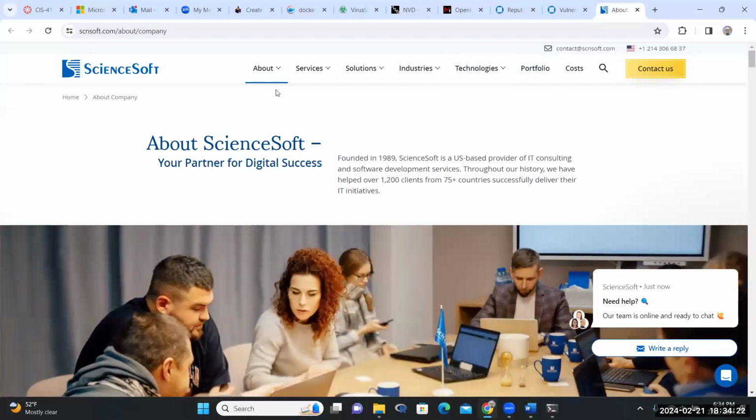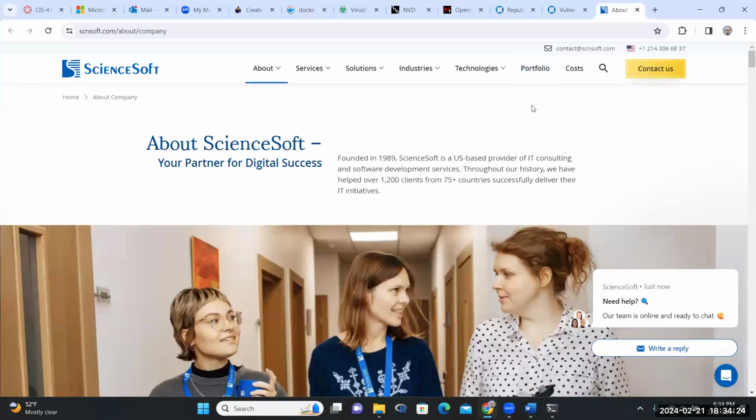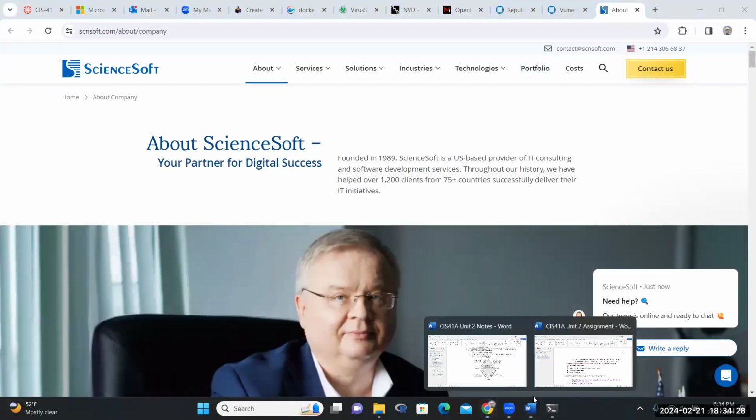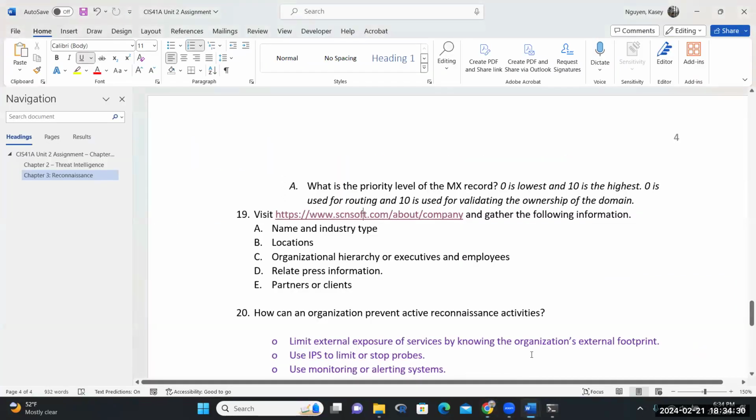And so when you go through the website, go through the pages, just to look at information and write it down, right? So put down their name and the industry that they're in. And then look at the locations. Are they just in one location or multiple locations? Find out their organizational hierarchy, like who's the executive, how many executives, and so on.